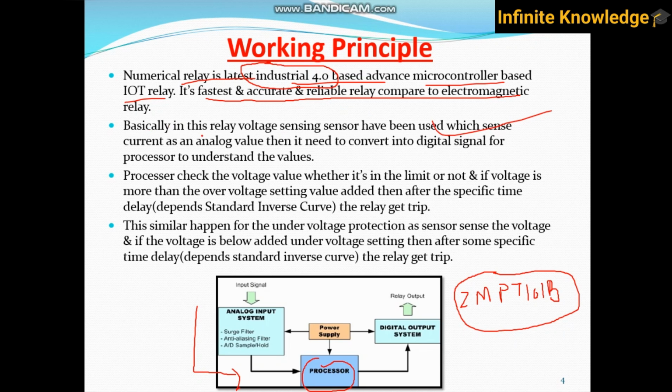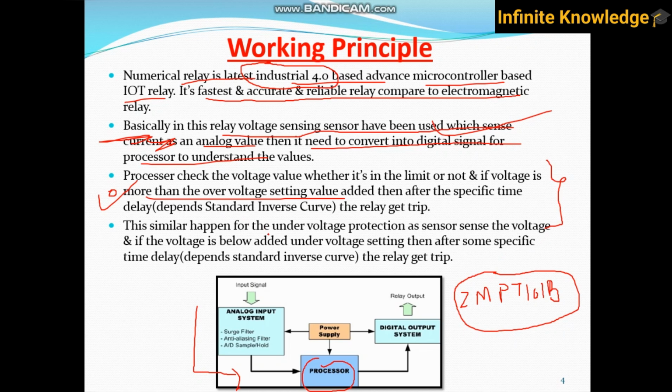Basically, in this relay, a voltage sensing sensor has been installed, which sends the voltage as an analog value, and then it is converted into a digital signal. Okay, the process is to check whether the voltage value is in the limit or not. If the voltage is more than the over voltage setting, so what you have to do, you need to add voltage setting and current under and over voltage setting. So whenever we check the simulation, you will get to know very clearly.